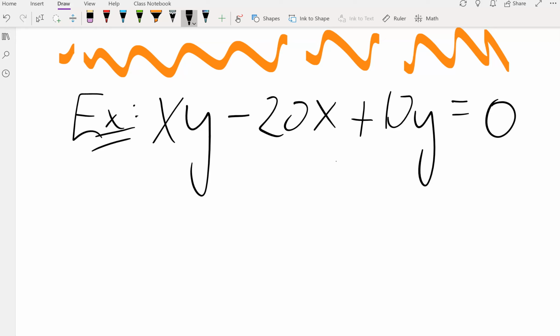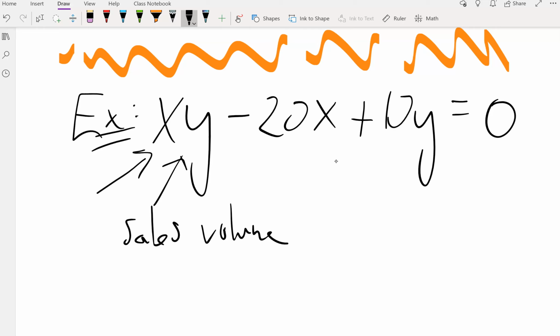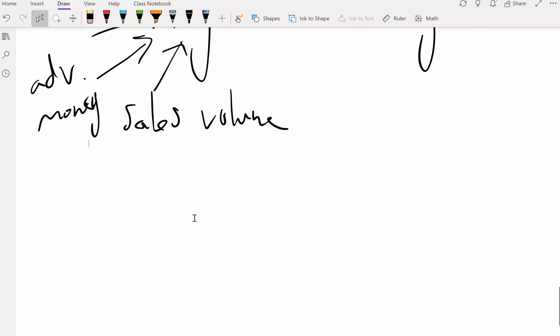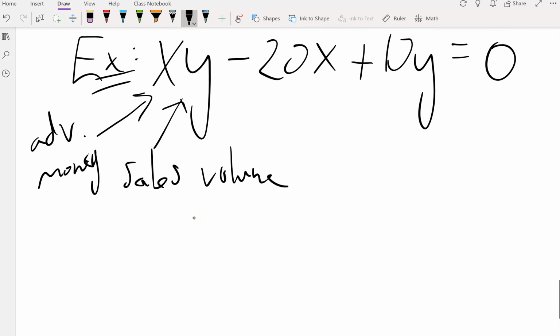For example, this example. What we have here is the sales volume, Y. So Y is the sales volume. And we have X, advertising money. X would be the advertising money. And I would love to know how they relate to each other. That is, how does how much money we spend on advertising relate to how much sales volume changes? And in fact, that's my question. What is the change in sales volume as we increase or decrease the money?